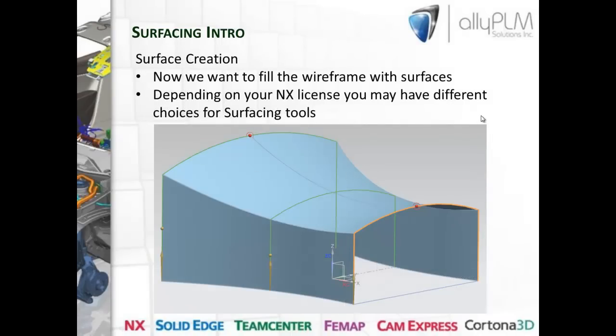Once we have our wireframe representation, we can now build surfaces in between them. Depending on your NX license, you may have different choices for surfacing tools. You may have some higher-end surfacing tools to have some better options or more flexible options to create certain types of surfaces. Some of the tools we're going to look at in this example are through curves mesh, a studio surface, an N-sided surface, which is sometimes referred to as an N-sided patch, and maybe even a styled sweep. So we're going to take a look at a few of these tools as we go through today's presentation.